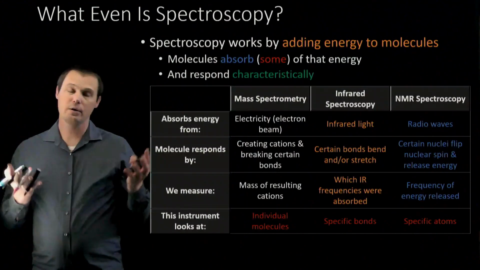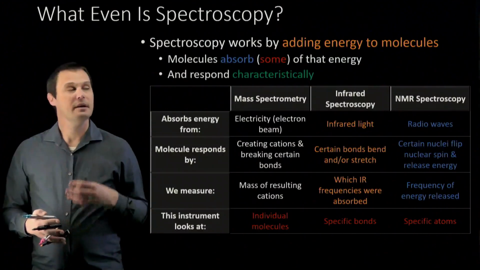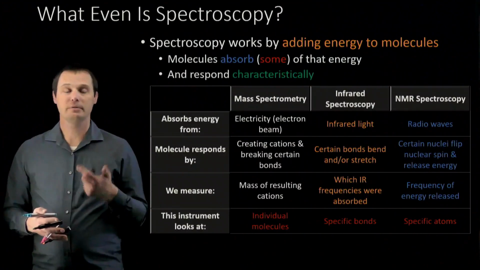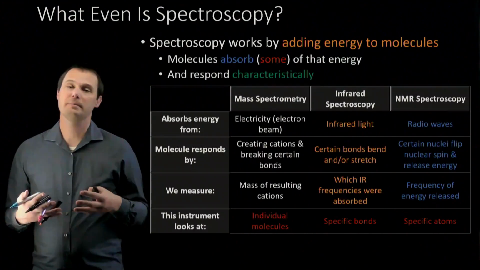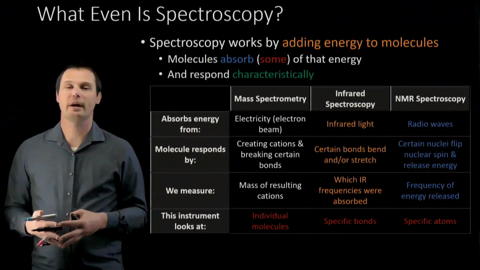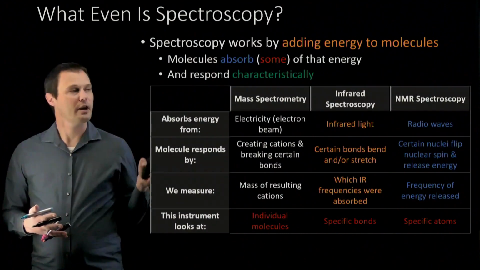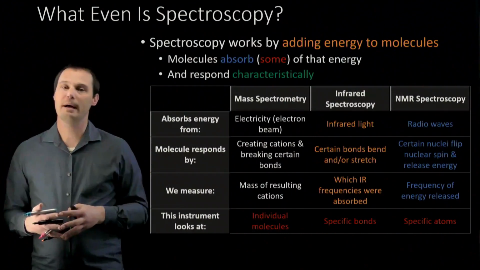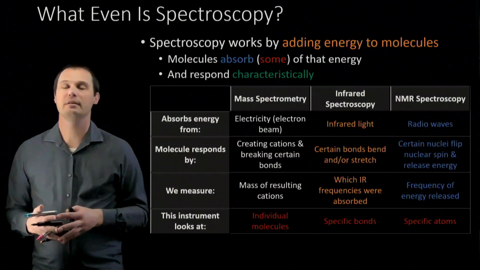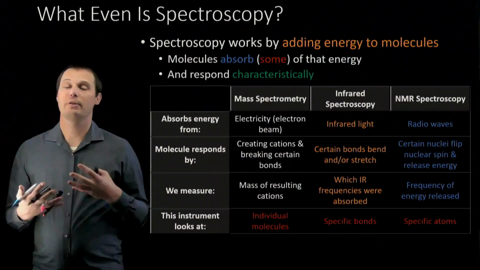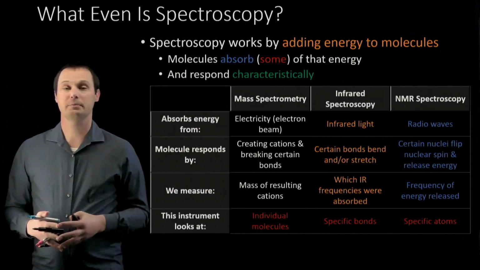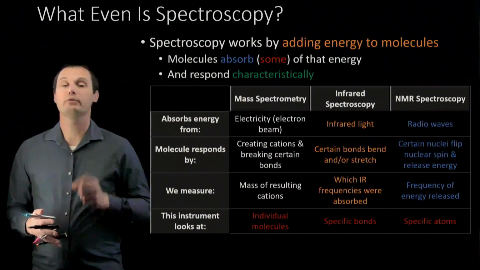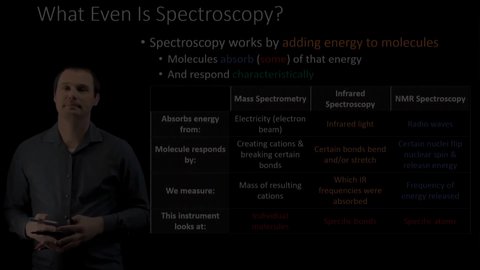So this is a broad overview of the three main spectroscopic techniques. Spectroscopy works by adding energy to molecules. Molecules absorb some of that energy, and we measure the response. And that response tells us the answer to the question that we're trying to ask. Mass spec asks questions of entire molecules, infrared asks questions of bonds, and NMR asks questions of individual atoms. By learning how to interpret those answers, we can use all three of these spectroscopic tools to paint a very detailed and specific picture of the molecule in question, proving the identity of that structure.